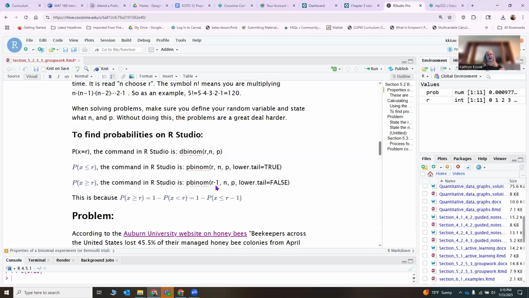It's r minus 1, because if I say three or more, the complement of being three or more is being less than three, which is two or less, because you can't be 2.5. So we have to subtract that one off to say where we're actually starting. That's why it's written this way, and then lower.tail is FALSE because I'm not looking to the left, I'm looking to the right. Okay.